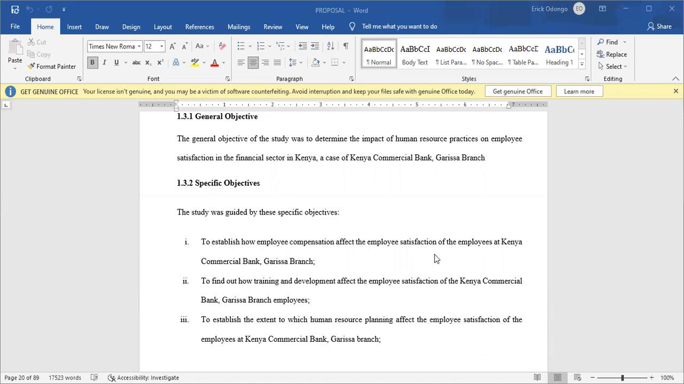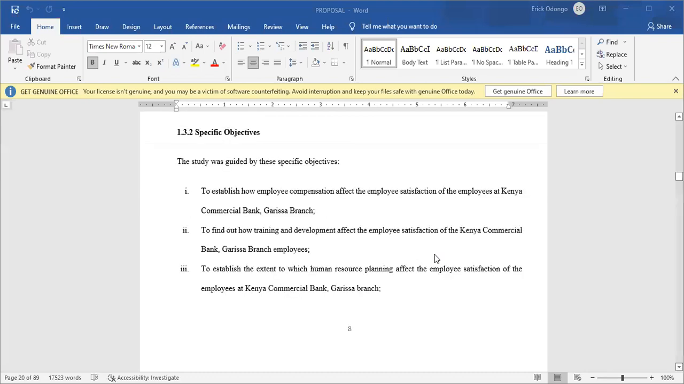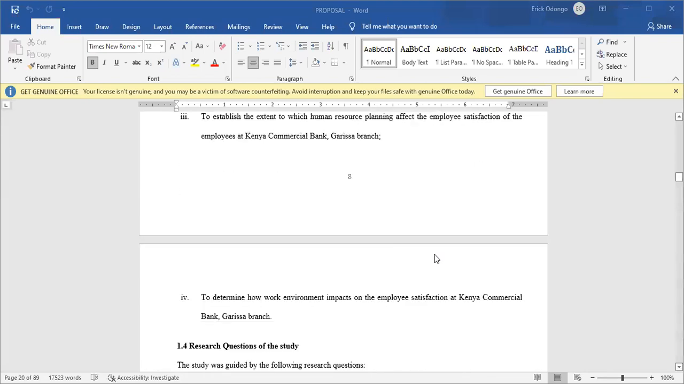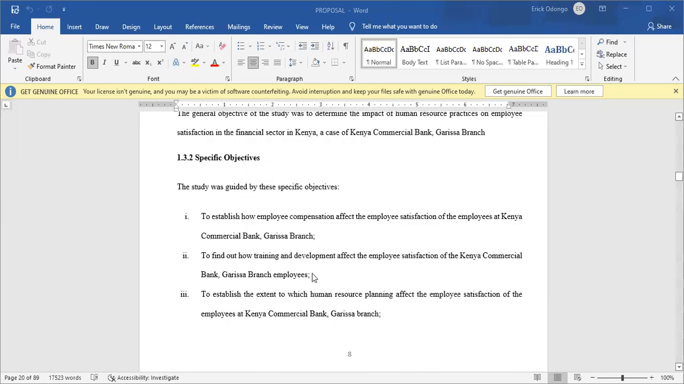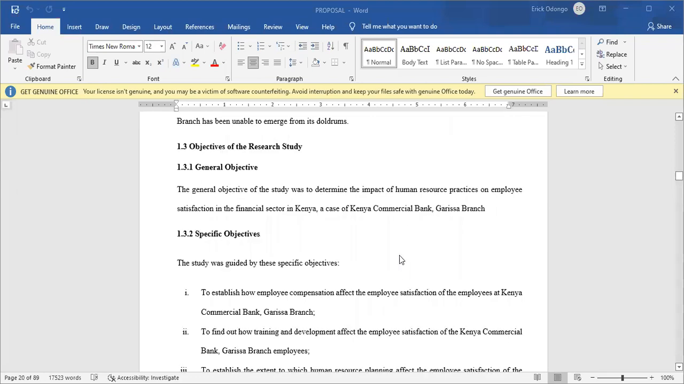So I've taken employee compensation as an independent variable. I've taken training and development as an independent variable. I've taken human resource planning as an independent variable. I've taken work environment as an independent variable. So all these are trying to impact on employee satisfaction.